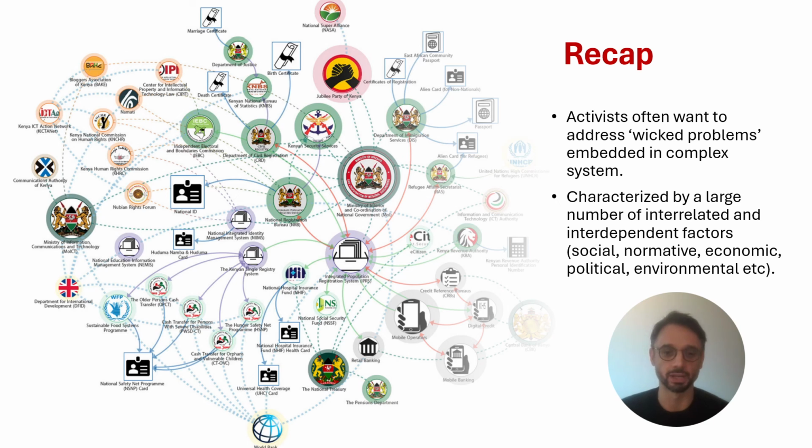This is because they're embedded in complex systems characterized by a large number of interrelated and interdependent factors. They could be social, normative, economic, political. The key takeaway is that problems are often embedded in complex systems where the solutions are unclear and even the definition of those problems are fiercely debated. As activists, we need a way to stand back and appreciate those systems in their entirety as much as we can.